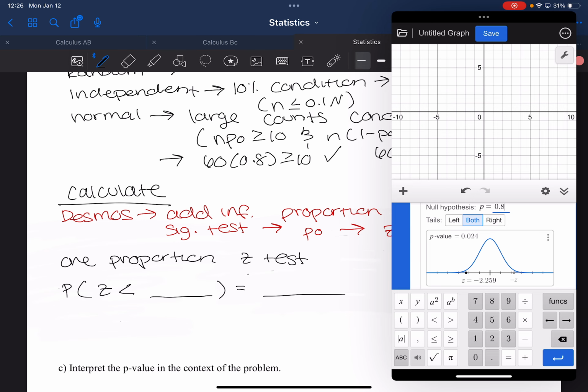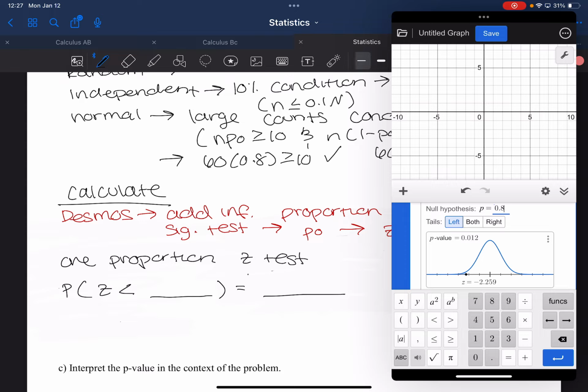Then from here, the next thing we're going to have to do is the tail. So the null hypothesis is p equals 0.8. The tail is telling us about our alternative hypothesis. Since the alternative was less than, which tail am I looking at? The left. Okay, so from there, I'm given my z value and my p value.